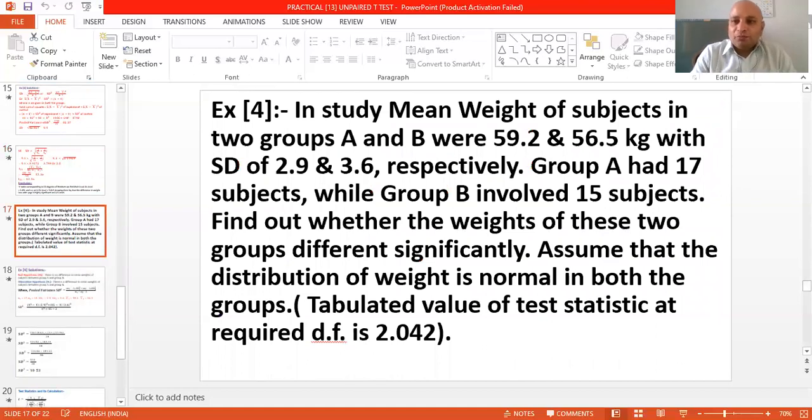Then next example: in a study, mean weight of subjects in two groups A and B were 59.2 and 56.5 kg with SD 2.9 and 3.6 respectively. Group A had 17 subjects while Group B involved 15 subjects. Find out whether the weights of these two groups differ significantly. Assume that the distribution of weight is normal in both groups. Then the tabulated value of test statistic at required degrees of freedom is 2.042.